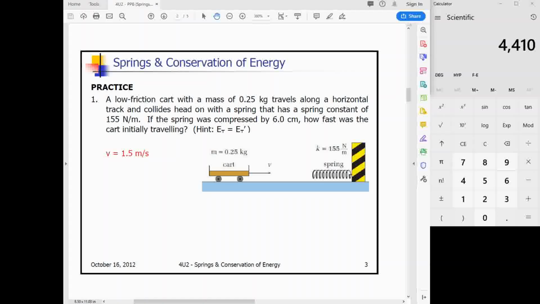So our energy before is entirely kinetic energy. So this would look something like this. Here's our energy before. It is all kinetic, so it's 1/2 mv squared. Our energy after is that spring energy. It's 1/2 k delta x squared. Now we're asked to solve for our v. How fast was it traveling before?